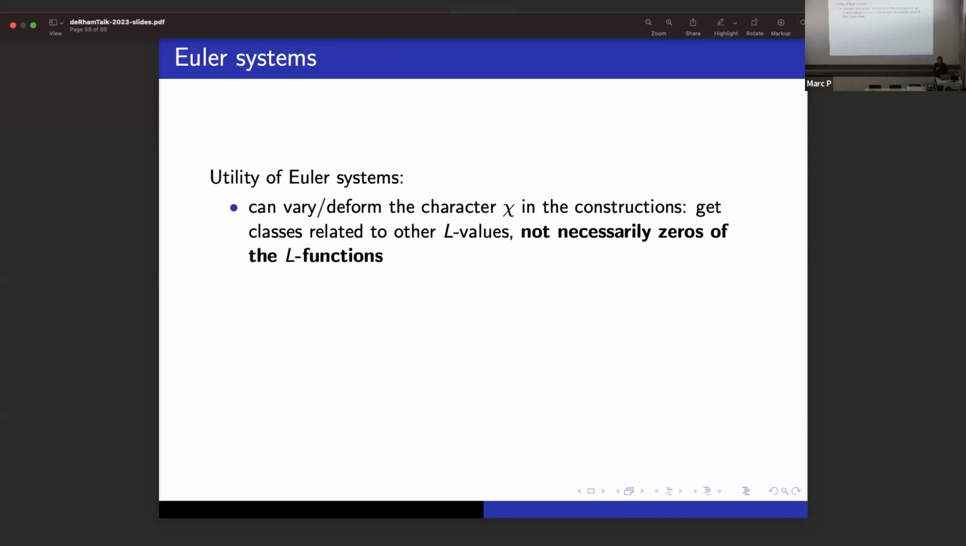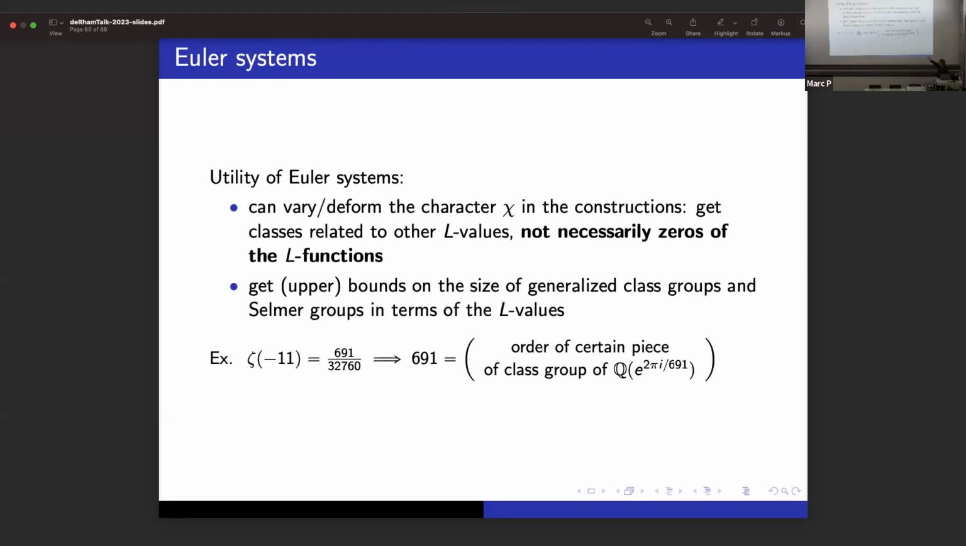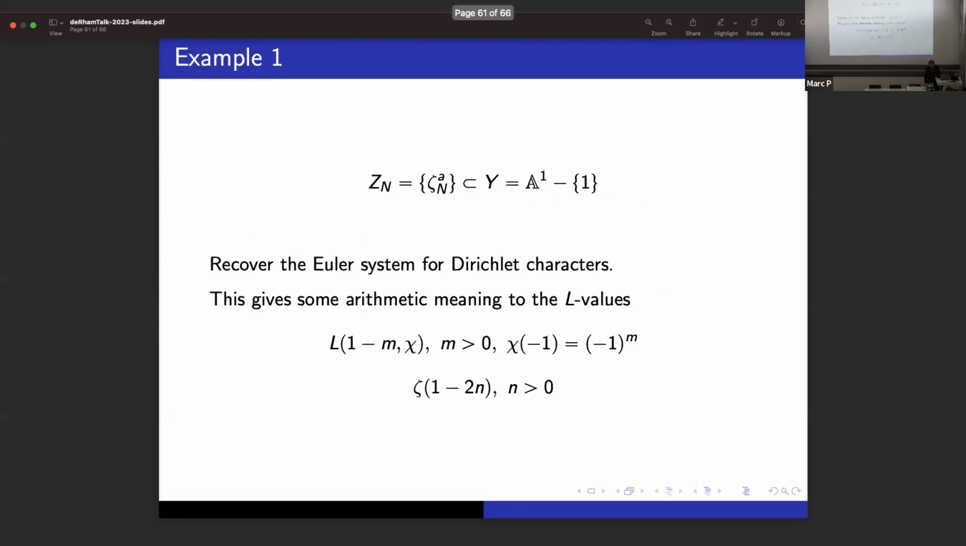The utility of Euler systems in number theory is that you can deform them to get connections with L values that are not necessarily zeros of the L functions. So you can prove things like this fact about 691 that I alluded to, using the extensions that we constructed for Dirichlet characters. I'm going to go through these slides very quickly. The first example that we looked at recovers the Euler system for Dirichlet characters. This is a well-known one, so it explains all of these L values, in fact.